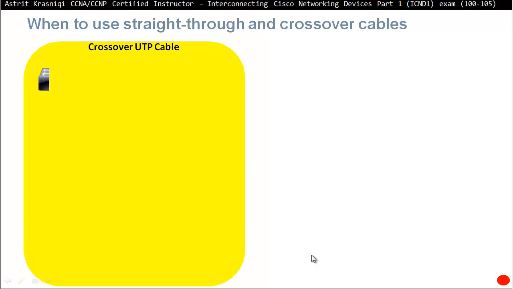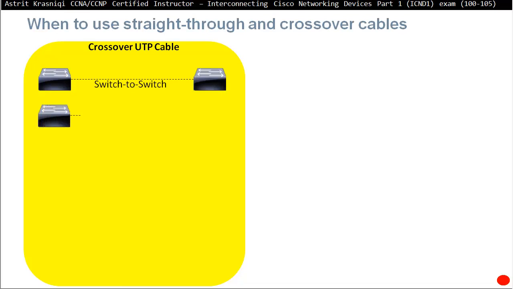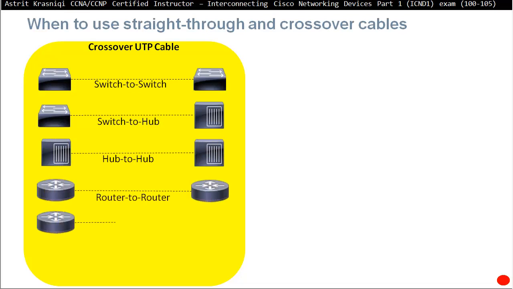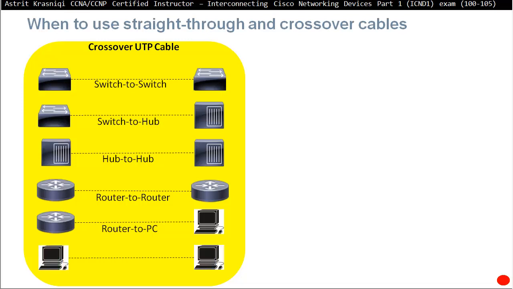When to use a straight through and when to use a crossover cable. So for example, if we connect a switch to a switch, that's a crossover cable. If we connect switch to hub, similar devices, so it's a crossover cable. Hub to hub is a crossover cable. A router to router, we will use a crossover cable. Router to PC, that's a crossover cable, because the router is just an advanced PC. It's actually an advanced PC. If we connect PC to PC, another crossover cable.